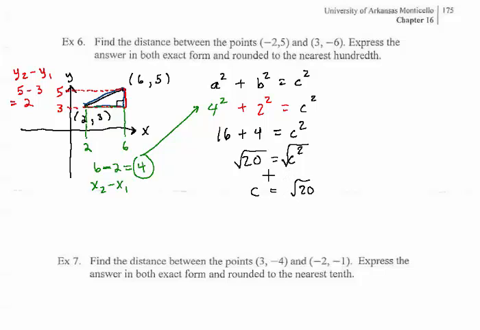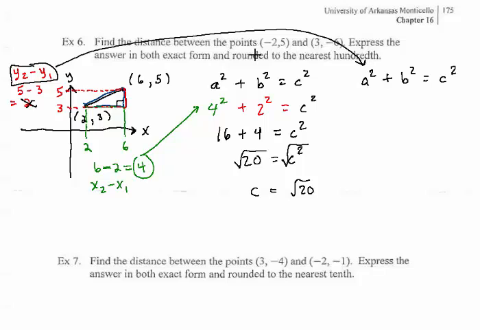Now, where did the formula come from on the previous page? We can use the Pythagorean Theorem to calculate this distance. Well, the formula just simply came from, instead of taking the numbers, we take these expressions and we put them in the place of a and b.